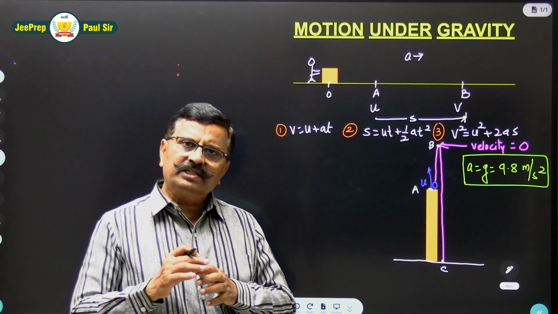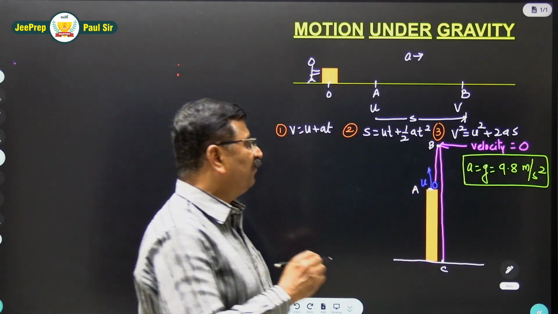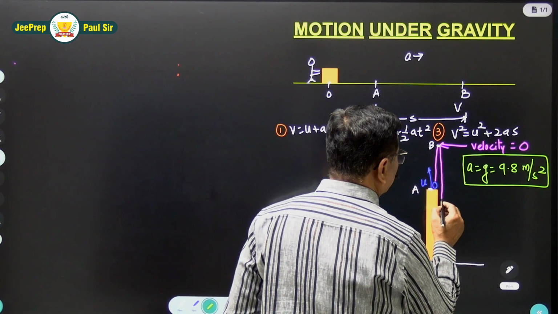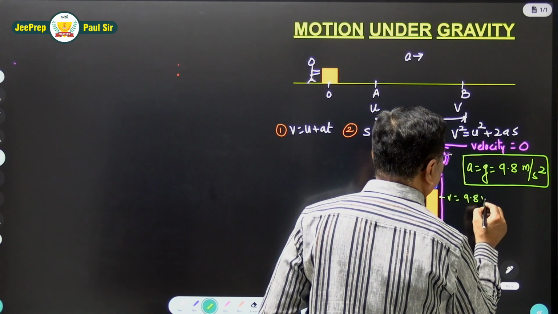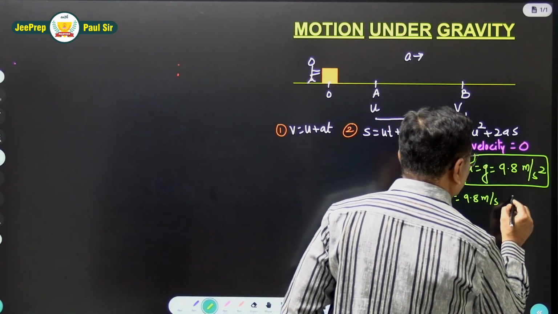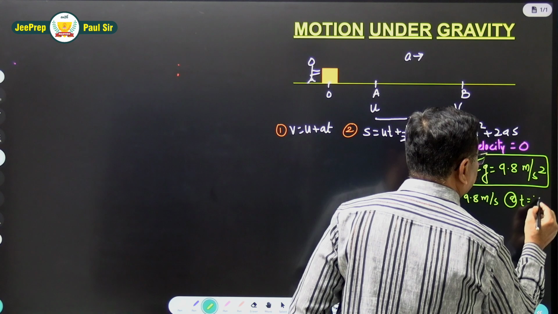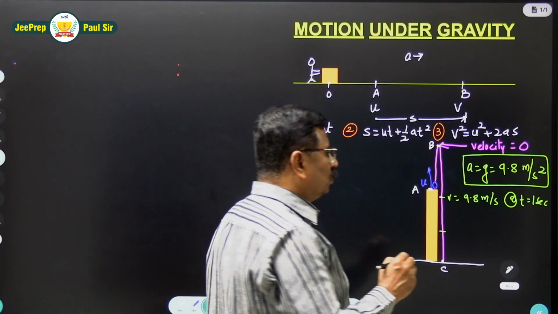Now, the meaning of this is that at t = 0, velocity is 0. But after 1 second, suppose the body comes to this point, then its velocity will become 9.8 meter per second, magnitude wise, at t = 1 second. Then suppose the body reaches this point after 2 seconds.